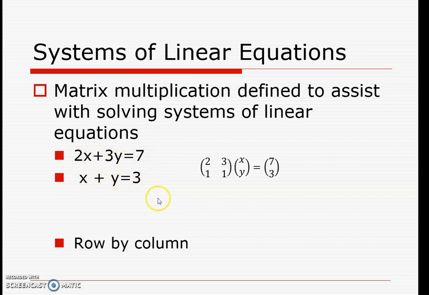2 equations, 2 unknowns. Put all the variables on one side with the same order of the variables and the constants on the other. And then you have your coefficients, 2, 3, 1, 1. You've got your variable, which is a column, and your constants, which is a column. And then it reproduces the equation by multiplying row by column. So 2x plus 3y equals 7. 1x plus 1y equals 3. Multiply row by column, add as you go.